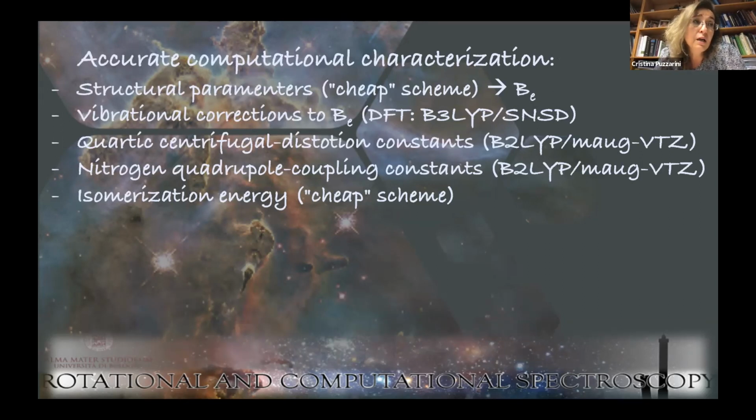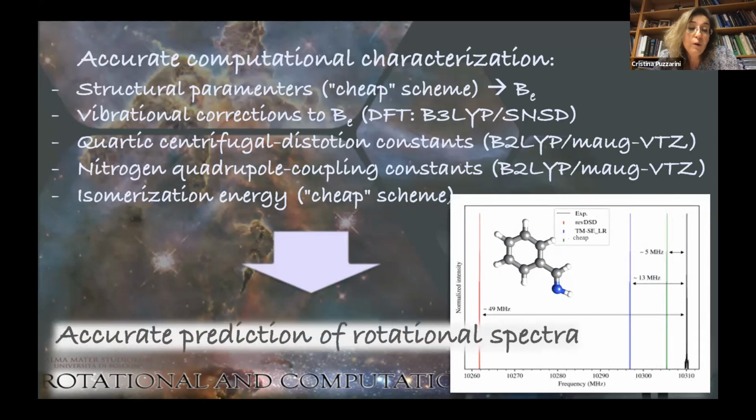So we put the largest effort in the structural determination, because you surely know that the equilibrium structure of the molecule straightforwardly provides the equilibrium rotational constants. We corrected to move from the equilibrium to the vibrational ground state. We computed all the other parameters like quartic centrifugal distortion constants and nitrogen quadrupole coupling constants. We characterized the energetics, and we ended up with an accurate prediction of the rotational spectra. And you have here an idea.